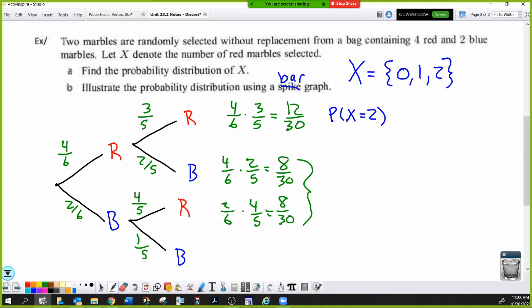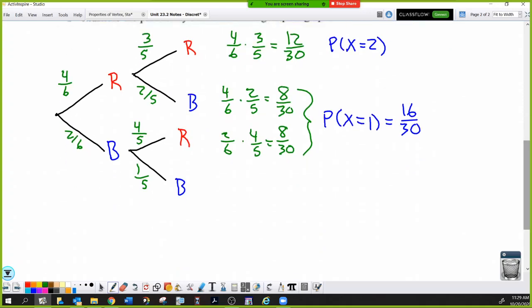And whenever you're saying OR, you're talking about the addition law of probability. So it's going to give you 16 out of 30. And then last is X equals 0, or no red marbles. That's going to be 2/6 times 1/5. 2 out of 30. This is the probability that X equals 0.